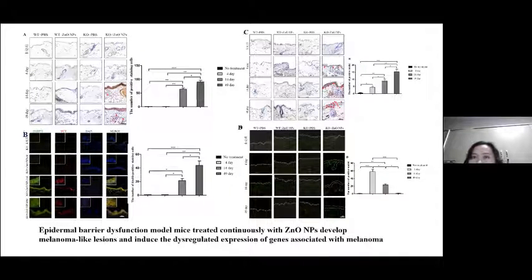So now we primarily reach the conclusion that the epidermal barrier dysfunction model mice treated continuously with zinc oxide nanoparticles develop melanoma-like lesions and show dysregulated expression of genes associated with melanoma.